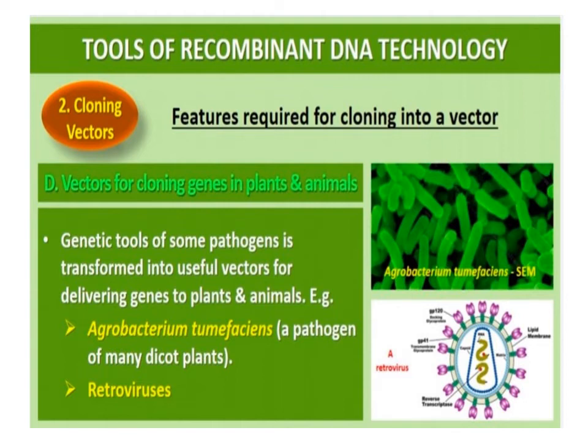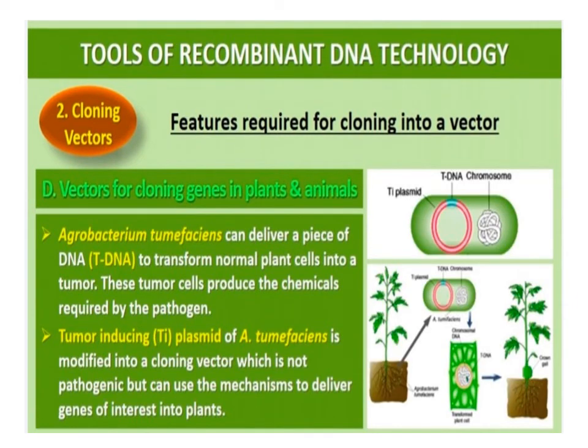Vector for cloning genes in plants and animals. Genetic tools of some pathogens are transformed into useful vectors for delivering genes to plants and animals. Examples are Agrobacterium tumefaciens, a pathogen of many dicot plants, and retrovirus. Agrobacterium tumefaciens is a bacterium that infects a number of dicot plants and is able to deliver a piece of DNA known as T-DNA, which transforms normal plant cells into tumor cells.